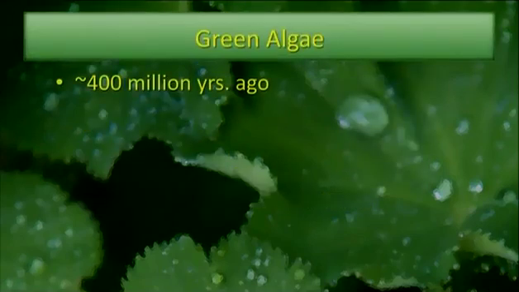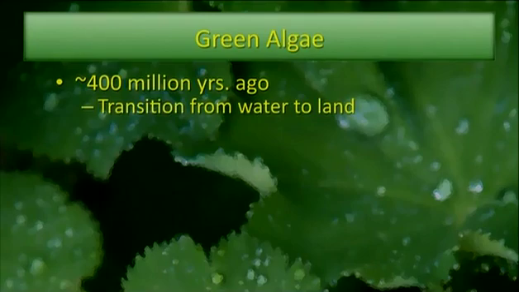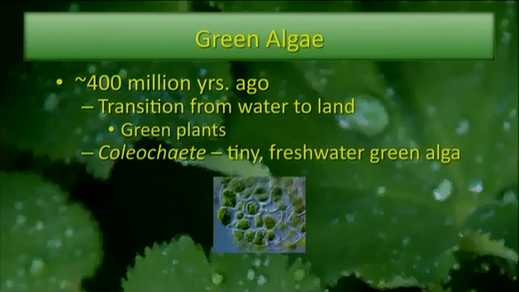Now about 400 million years ago, green algae made several transitions from water to land. This happened many times, right? And the green algae became the green plants. So there's an example of a green alga called Coleochaete, which is a tiny freshwater green alga. This is a picture of it.